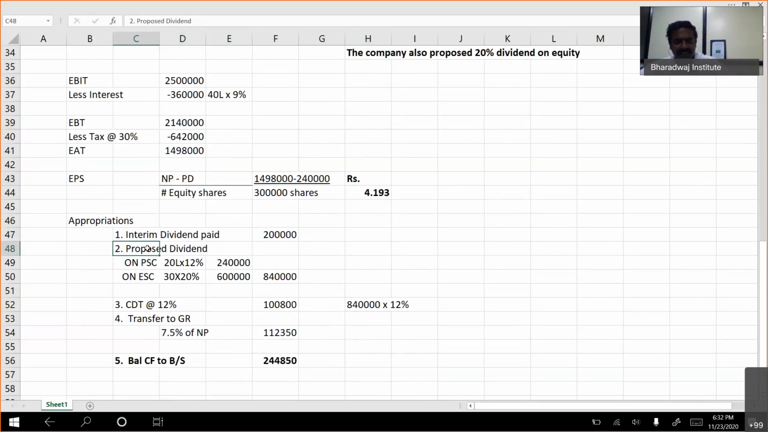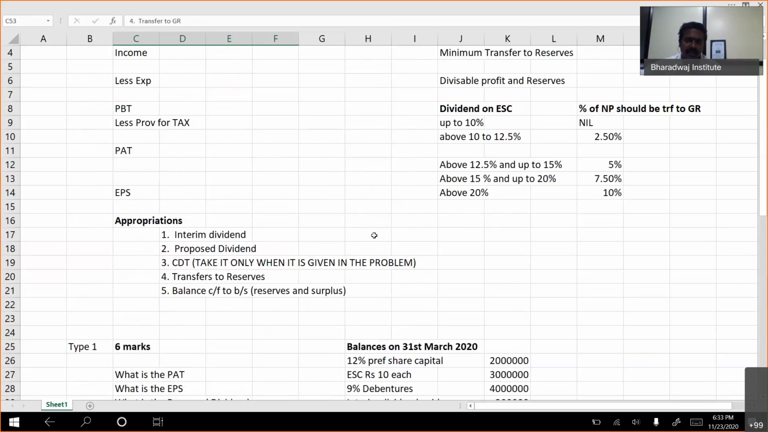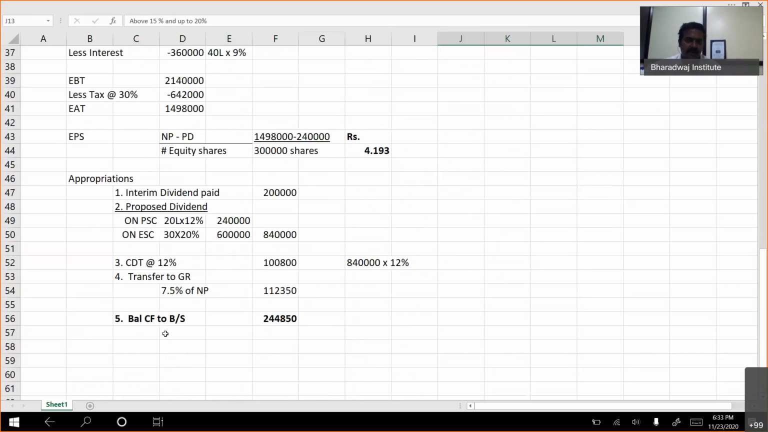Please go through. Okay, so proposed dividend on preference shares 2,40,000, on equity shares 6 lakhs, totally 8,40,000. Then corporate dividend tax will be paid at the rate of 12% of proposed dividend. Then transfer to general reserve will be, why 7.5%? Because the company has paid how much dividend? 20% dividend, up to 20%, it is 7.5%. Then balance carry forward to balance sheet.